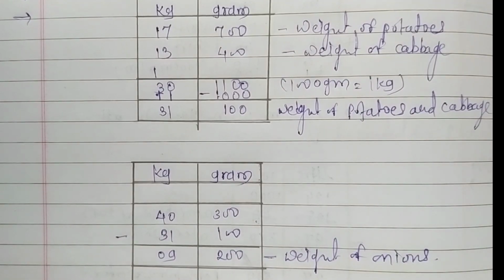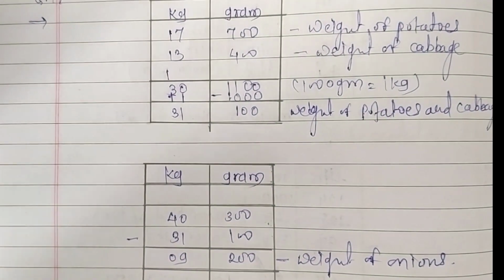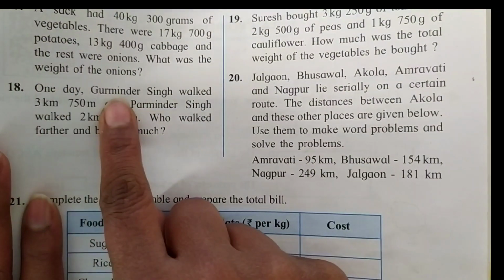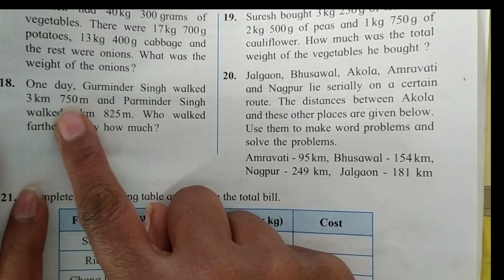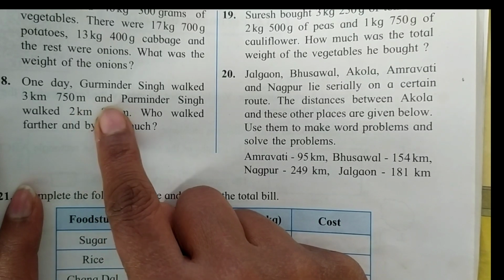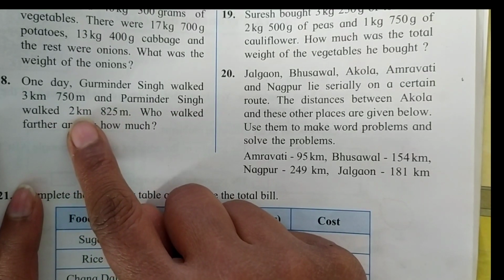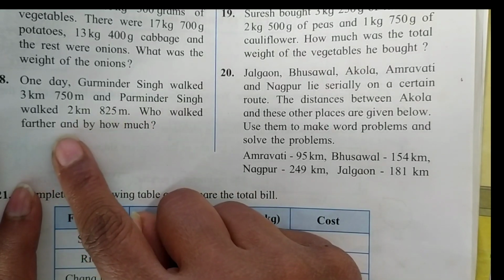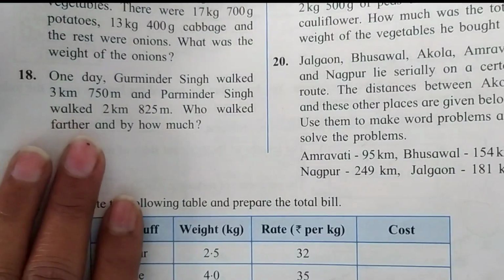Now question number 18. The question is, one day Gurminder Singh walked 3 kilometers 750 meter and Parminder Singh walked 2 kilometers 825 meter. Who walked farther and by how much?